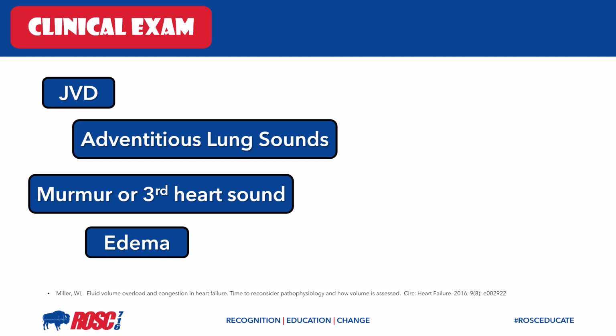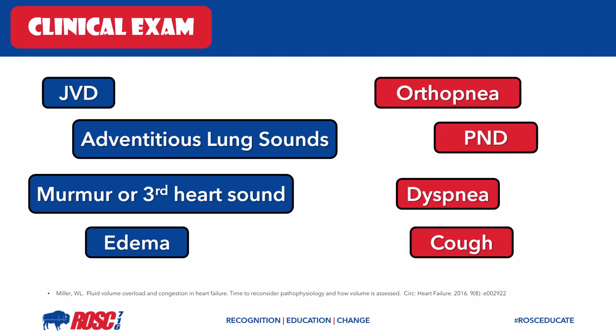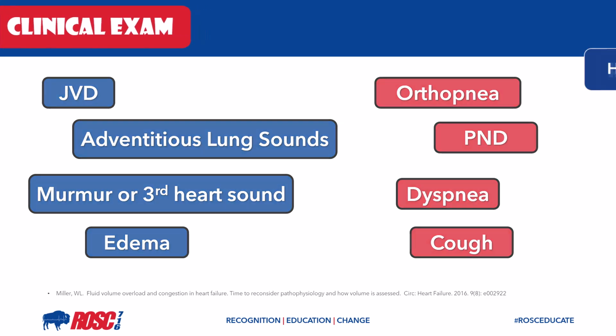Next, how about symptomatology? Well, we have orthopnea, paroxysmal nocturnal dyspnea, dyspnea itself, and cough. All these can be non-specific. In fact, everything on this slide, even in heart failure literature, lacks sensitivity and specificity for fluid overload, more specifically fluid tolerance. They do, however, push you to further evaluate the patient for fluid tolerance.